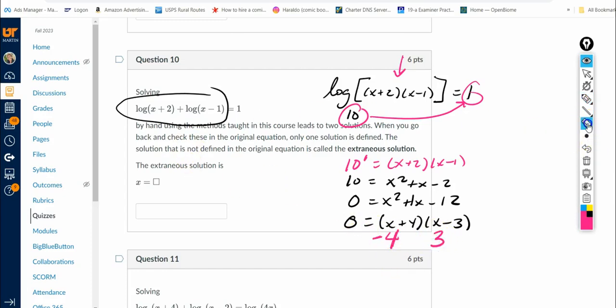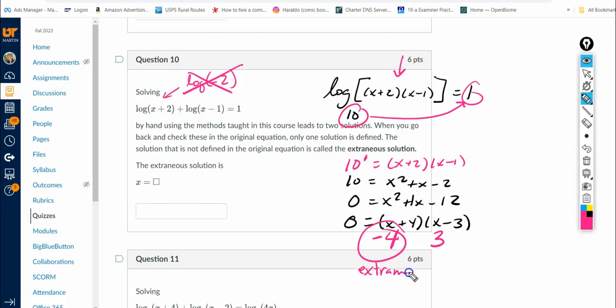Now, are they solutions to the original equation? I'll need to go back and see. If I plug in negative 4 into here, I get log of negative 4 plus 2, which is negative 2, and that does not exist. So this is an extraneous solution because it was a solution to this equation, but it's not going to work in the original equation. Now, what about 3?